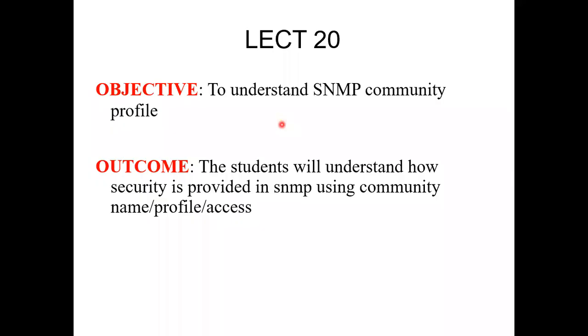Okay, right from the beginning, every SNMP has security. So version 1 and version 2 have the security in the form of a community profile, and version 3, when we see it, is altogether a different architecture.